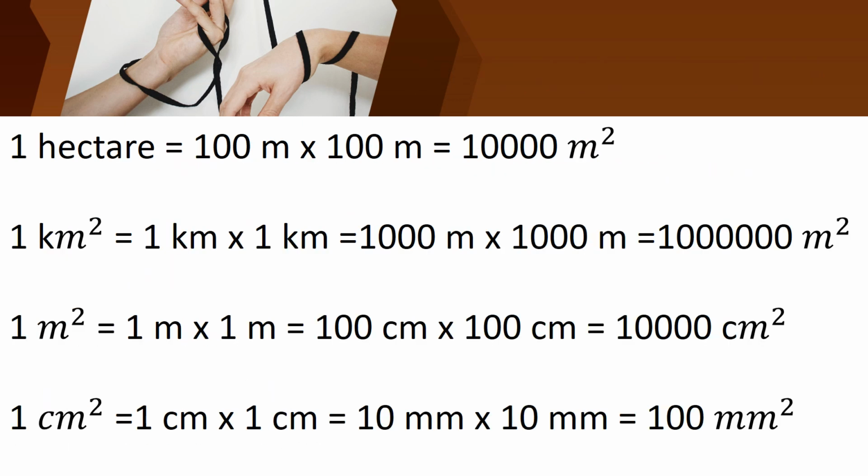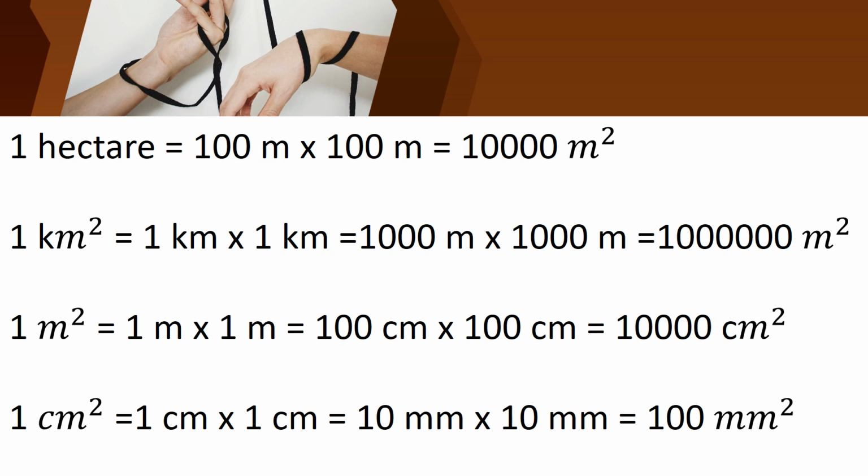Children, let us learn how the different area units are related. See, the first one: 1 hectare equals 100 meter into 100 meter, that is 10,000 meter square. Children, 1 hectare equals 10,000 meter square.